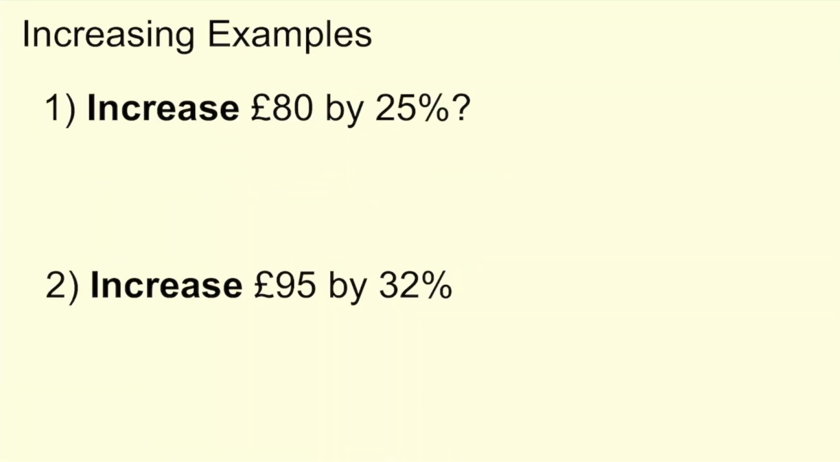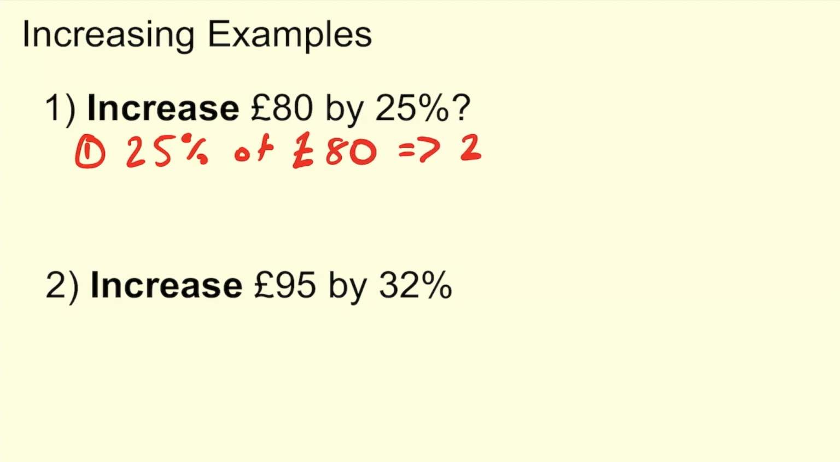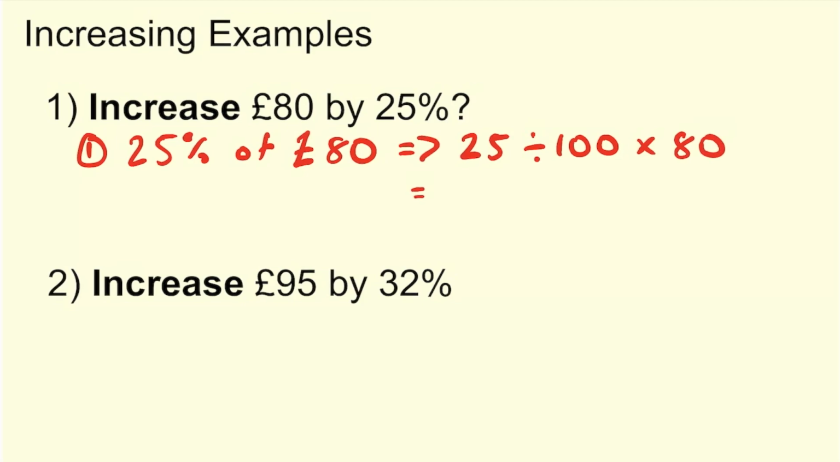Let's first of all look at some examples where we're increasing the number by a percentage. So we're going to increase £80 by 25%. So the first thing that you're going to do, part 1, is that you're going to find 25% of £80. So this we know is 25 divided by 100 times by 80 gives us £20.